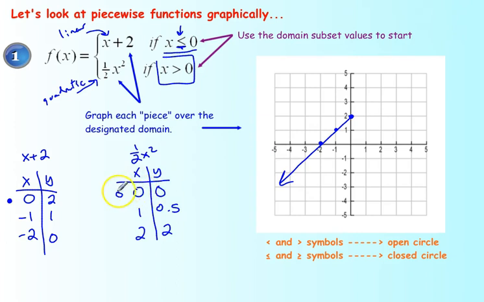Now my next one, 0, 0, that's going to be an open circle because again, 0 is not included in that subset, so it gets an open circle. The rest of the remaining points in the table would get closed circles. So 1, 1/2, and then 2, 2, right there. So here's that parabola part, right? It starts at 0, 0 and then has that curve going up. Remember, it's quadratic, so you've got that parabola piece.